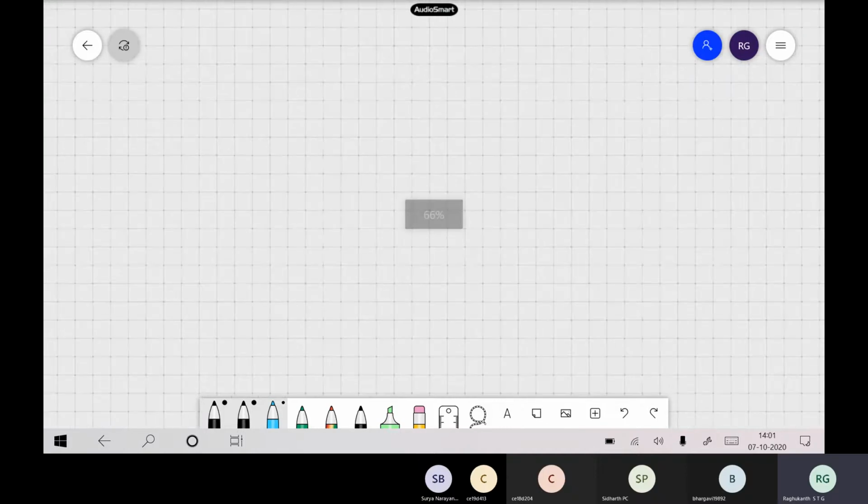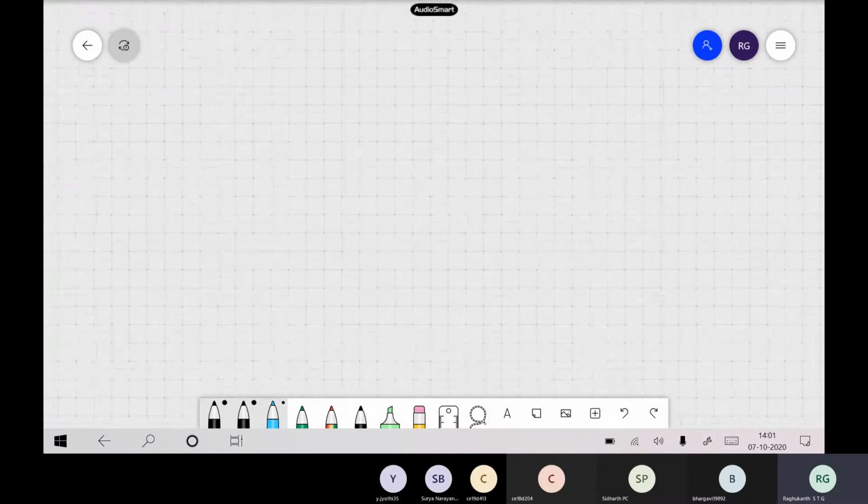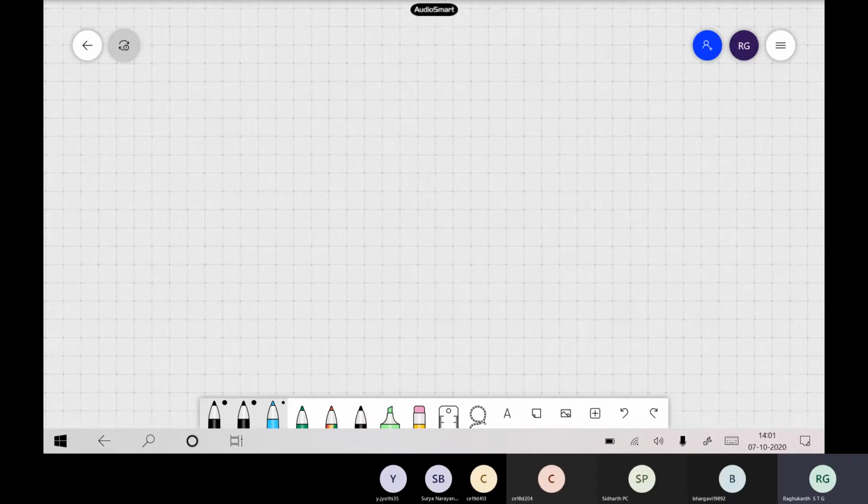So you are able to see the board also, right? The whiteboard. You are able to see the whiteboard, and everything is fine, no?